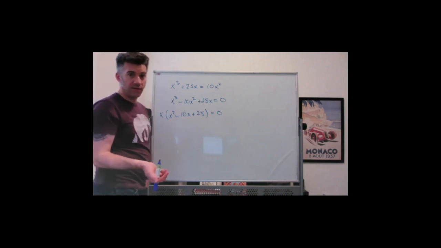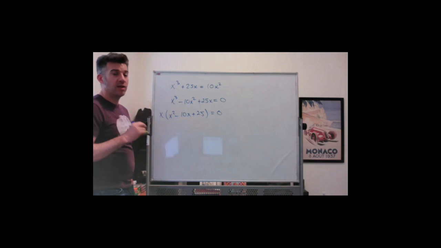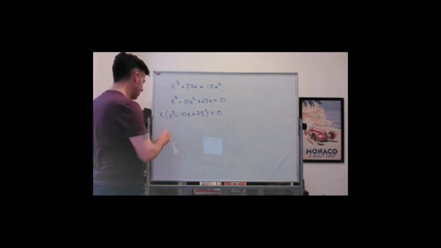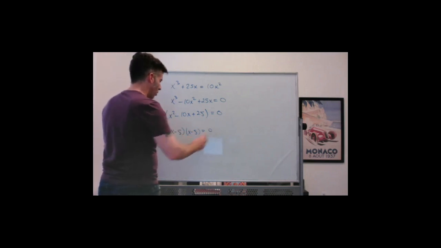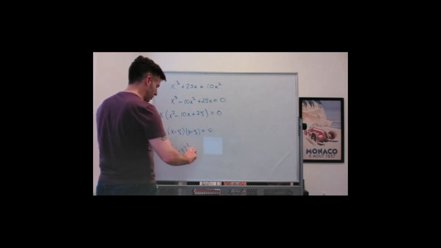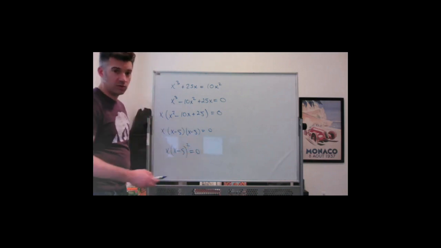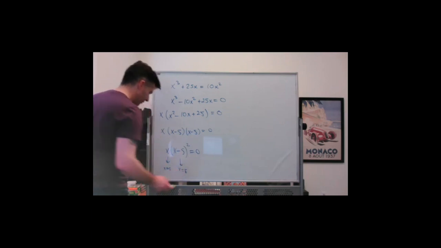Oh yeah, there are definitely two numbers that multiply to 25 and add to negative 10. They're negative 5 and negative 5. So the factorization is x times (x minus 5) times (x minus 5), or if you prefer, x times (x minus 5) squared. So my two solutions are x equal to 0 and x equal to 5.